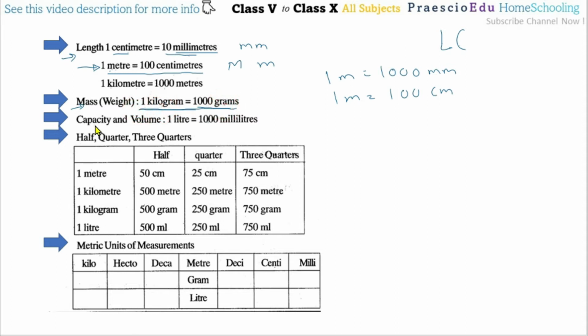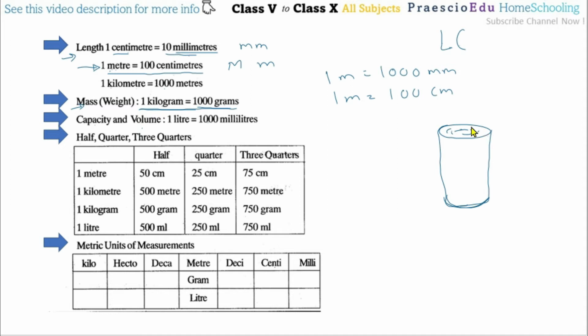Then capacity or volume. Now suppose this is a pot, or a jar. Whatever the volume inside this, or the air, or if we fill it up with water, this water completely filling up to the top, that much water, or any liquid or milk also, that much capacity, or we can say the volume, that we measure in liters.